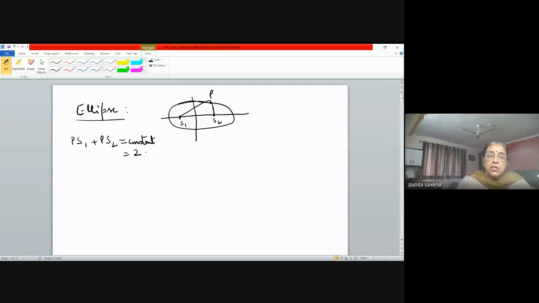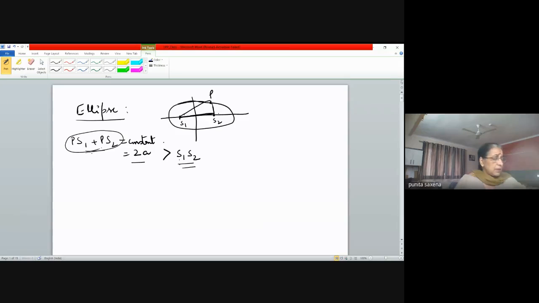We take this constant as 2a, and there is one more condition: this sum is always greater than the distance between the two fixed points. This is the basic difference between ellipse and hyperbola. In hyperbola, this sum is less than S1S2, and in ellipse, this sum is greater than S1S2. That's how we define an ellipse.